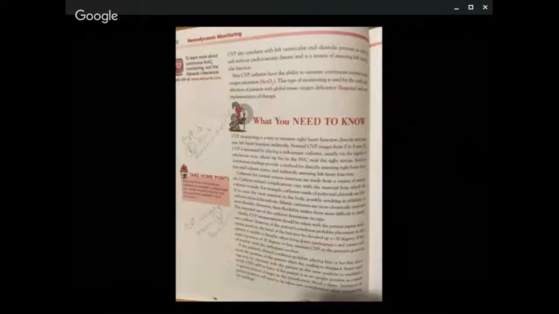Catheters for central venous insertion are made from a variety of materials. Complications vary with the material from which the catheter is made. For example, catheters made of polyvinyl chloride are likely to cause the most reaction in the body, possibly resulting in phlebitis or catheter-related thrombosis. Silastic catheters are more chemically inert and more flexible. Their flexibility makes them more difficult to insert. The intended use of the catheter determines its type.